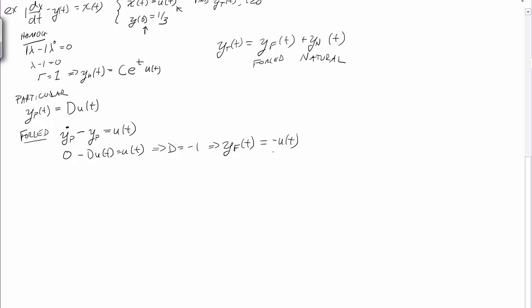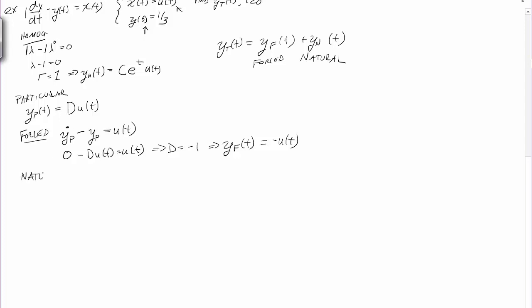Okay, and that kind of makes sense. If we look back here at our original problem, what kind of function, when you differentiate it and then subtract itself from that derivative, equals a step? Well, it would be something that was 0 minus a negative step gets you a positive step. Okay, so that kind of makes sense.